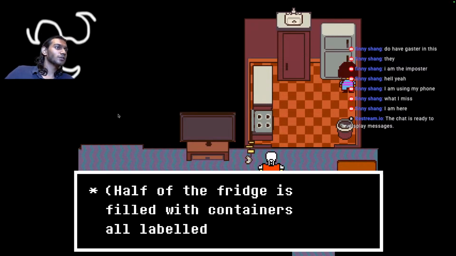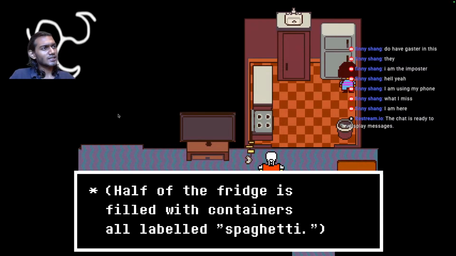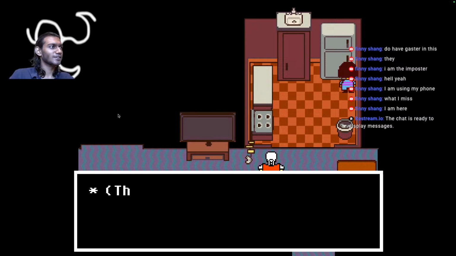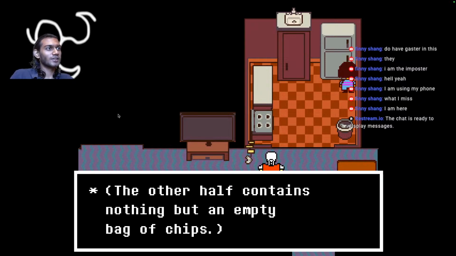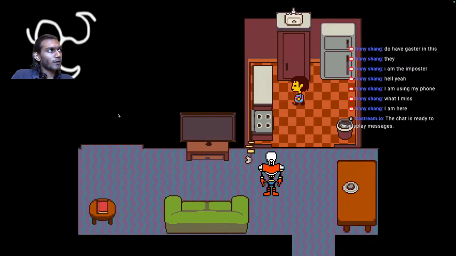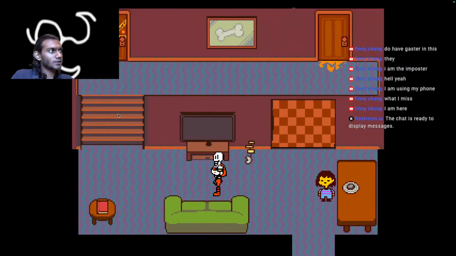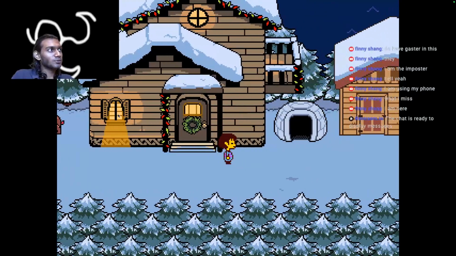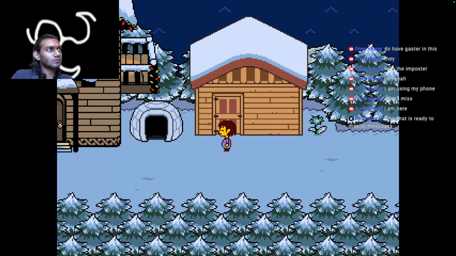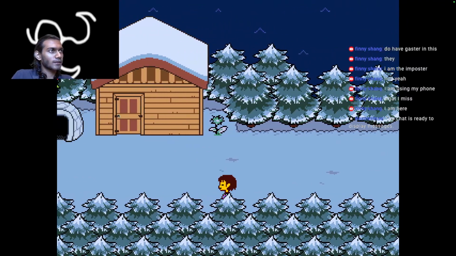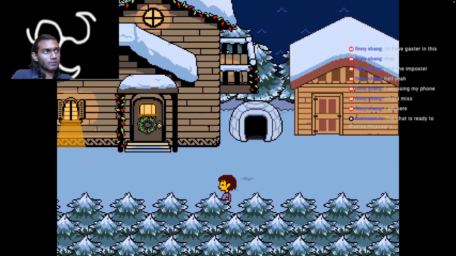Half of the fridge is filled with containers, all labeled spaghetti. I see. So it's Italian. The other half contains nothing but an empty bag of chips. Of course, that's Lord Papyrus for you. I'm sorry, Papyrus. I've got things to do. It's locked from the inside. Okay, now let's head to the waterfall, I guess.